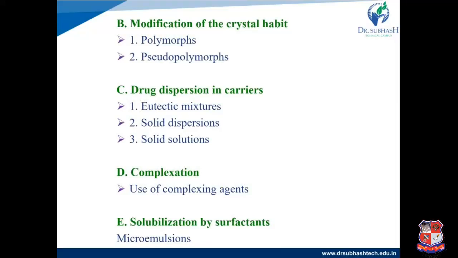Next one, modification of crystal habit. Here terminologies like polymorph and pseudopolymorph are there. Depending upon the internal structure of the solid, if the internal structure is random, we call it amorphous, and if three-dimensional internal structures are there, we call them crystals. Depending upon the internal structure of the solid drug, we select the proper form of the drug for the formulation. In general the amorphous forms are more aqueous soluble than the crystal form.